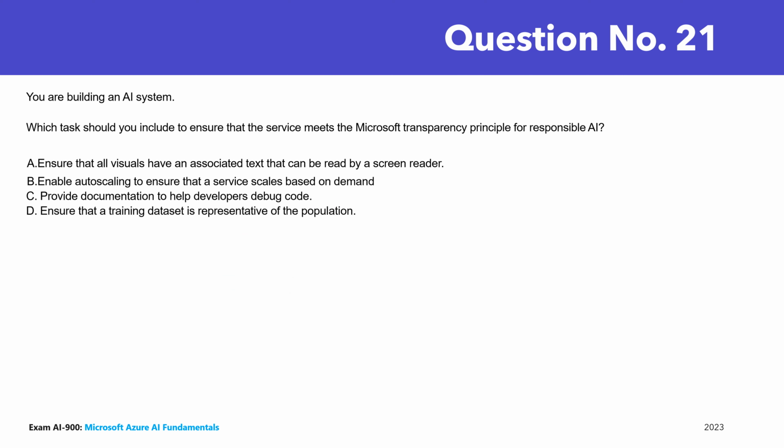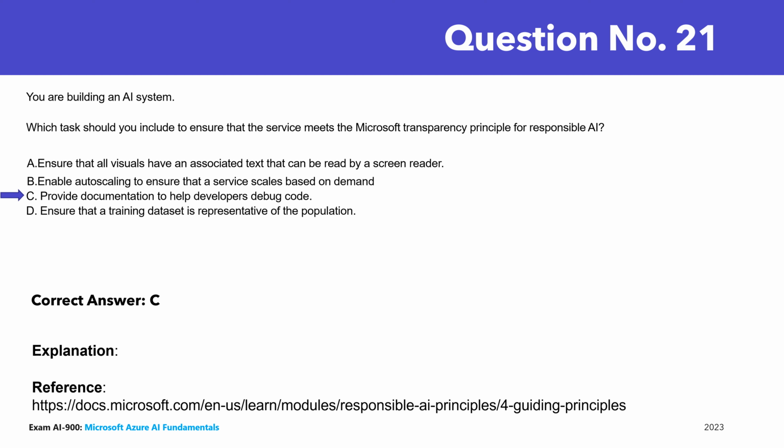You are building an AI system. Which task should you include to ensure that the service meets the Microsoft Transparency Principle for responsible AI? A. Ensure that all visuals have an associated text that can be read by a screen reader. B. Enable autoscaling to ensure that a service scales based on demand. C. Provide documentation to help developers debug code. D. Ensure that a training dataset is representative of the population. Correct answer, C.